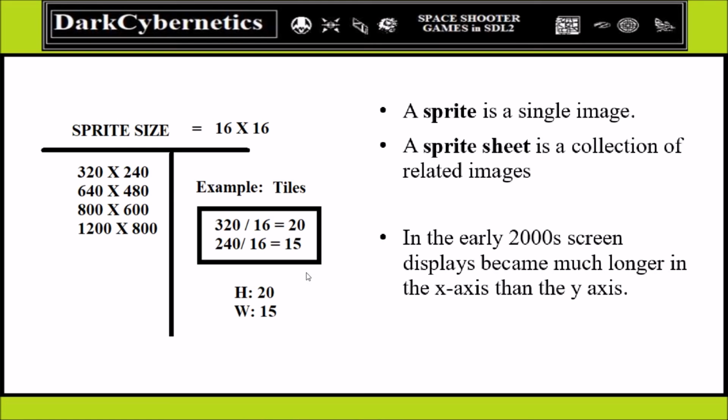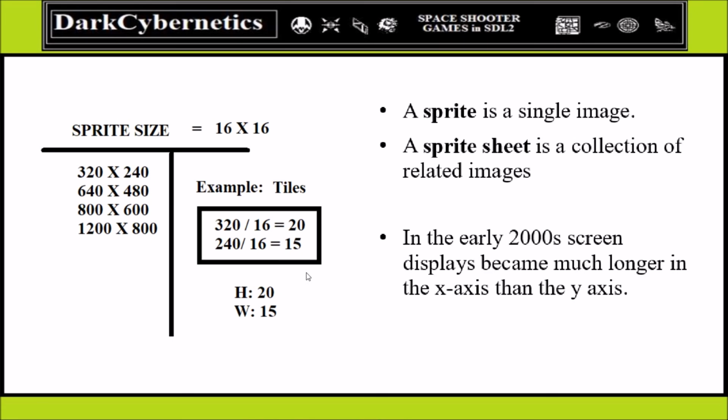A single image is a sprite, and a collection of those images is a sprite sheet. In our later videos, we will talk about using animations and sprite sheets. Screen size changed in the early 2000s, and the screen resolution tends to be a bit longer on the x-axis. And so if we draw tiles to the screen, if we do the math, we just divide it by the number of tiles on the screen. We get 20 going across and 15 going down. That gives us our height and width.